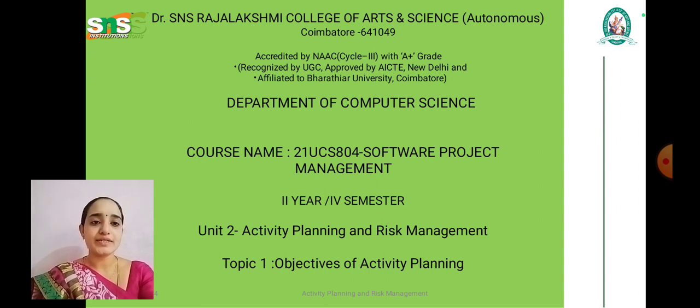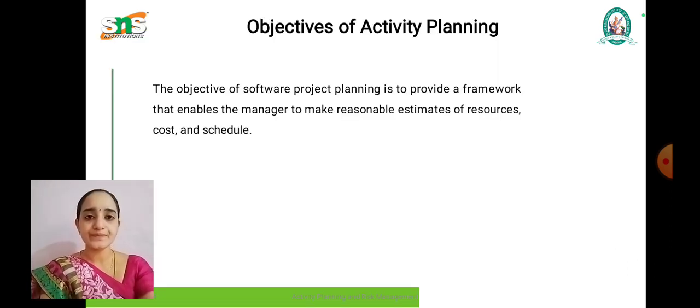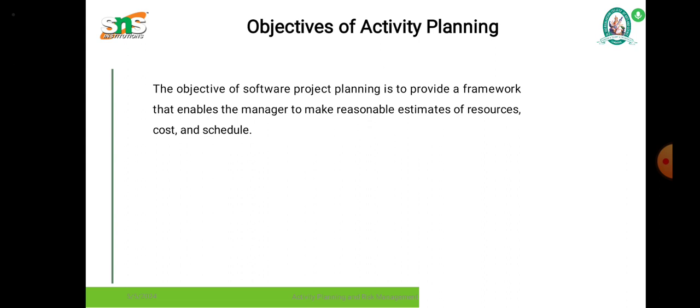Today we are going to discuss the objectives of activity planning in software project management. The objective of activity planning is to provide a framework that enables the manager to make reasonable estimates of resources, cost, and schedule. So these three are the main objectives of software project planning.